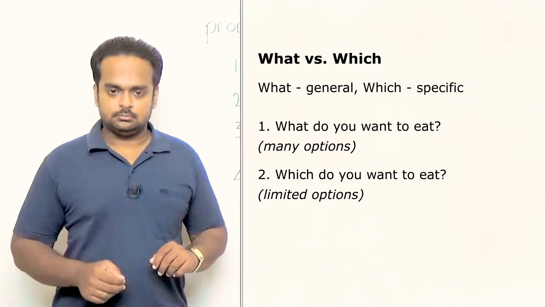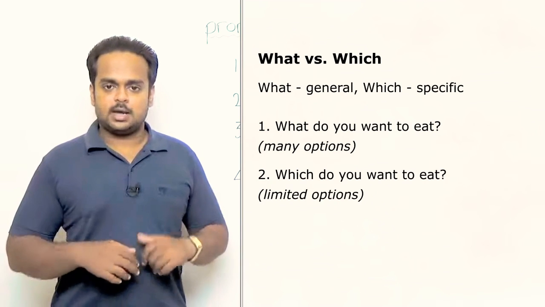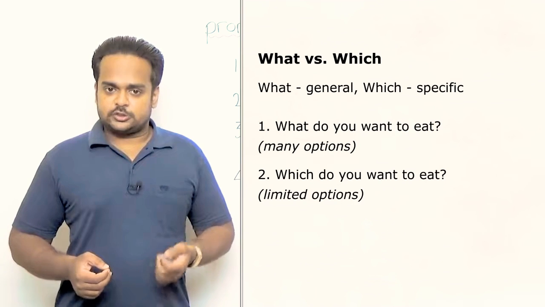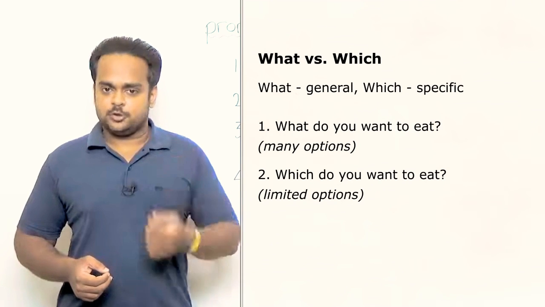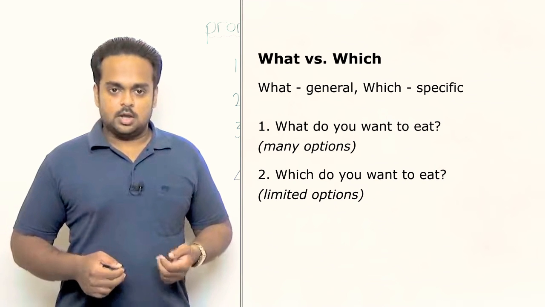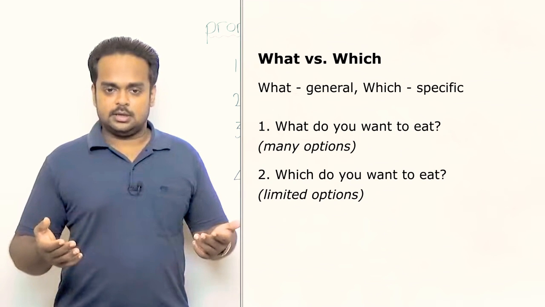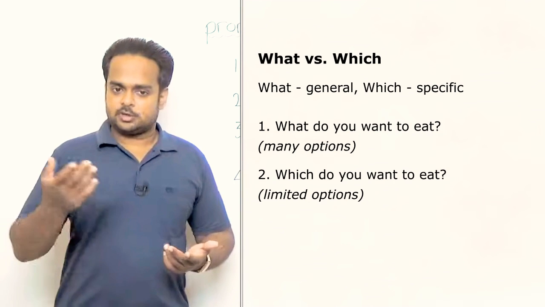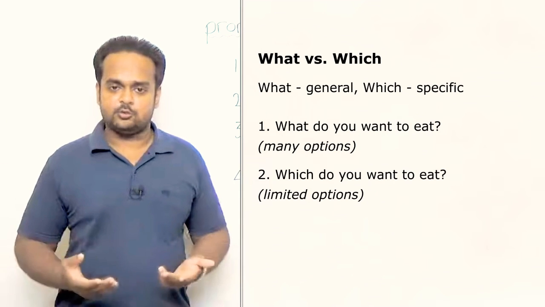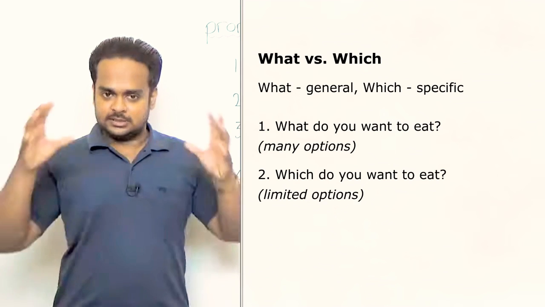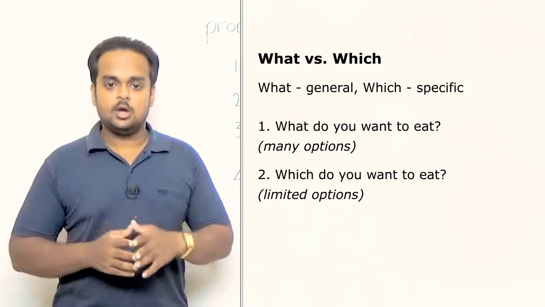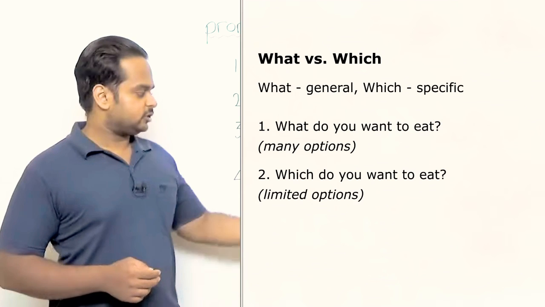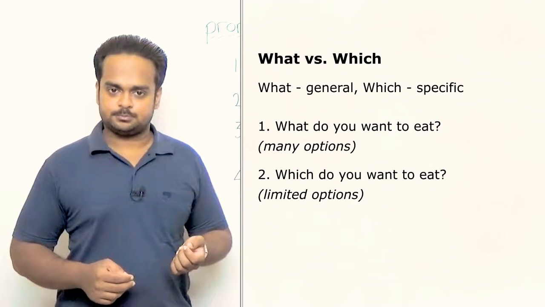Okay? Or let's say you're watching a game with your friends, your favorite sport. You might ask your friends, which team do you think will win? You would ask the same thing if you want to ask about the tournament. Okay? Maybe there are 16 teams or 32 teams, but that's still a limited number. So you would ask, which team do you think will win the cup? So that's the difference between what and which.